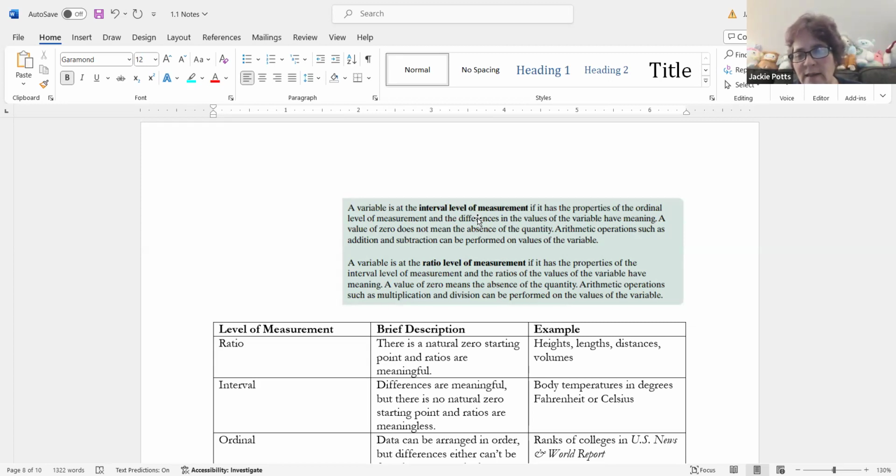Now, this is where I kind of get a little bit, please tell me how you have 0 height or 0 length. 0 distance means you didn't move. But the difference between ratio and interval is whether or not there's a natural 0. All right? That is the biggie.